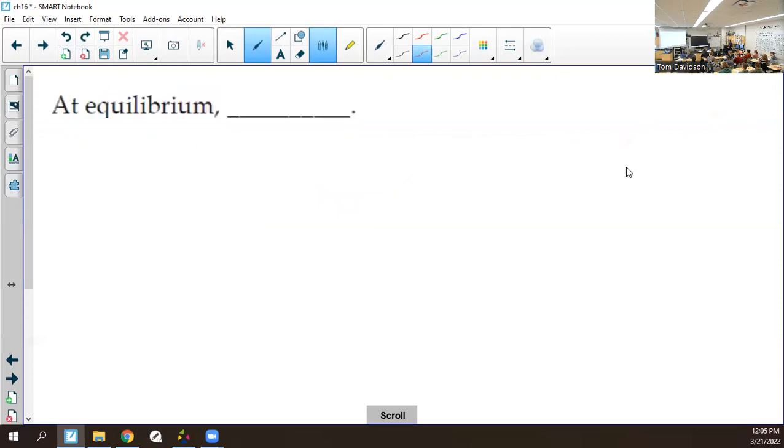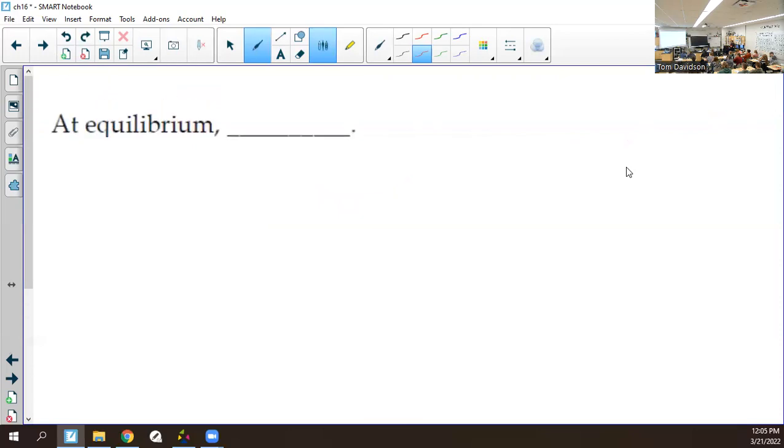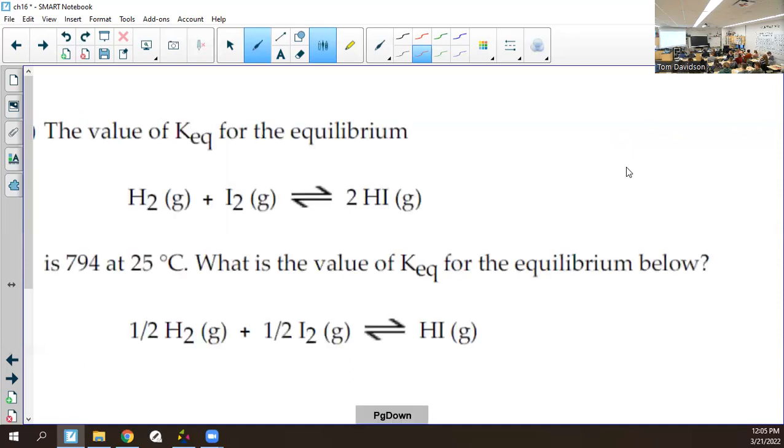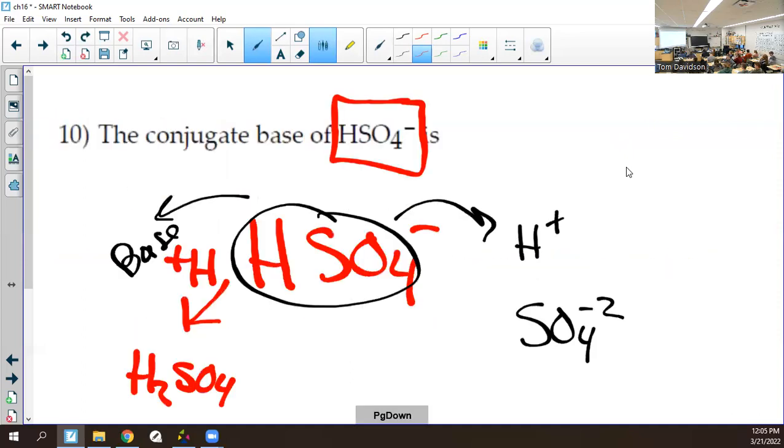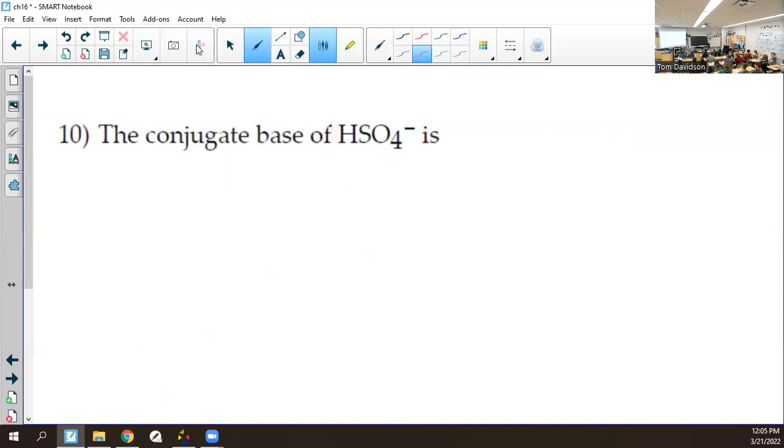At equilibrium, that's from chapter 15, but how could you finish that sentence? Use the word rates. Tell your partner, at equilibrium, something to do with rates. All right, yeah, the forward and reverse rates are the same. There's the answer, but here we go.